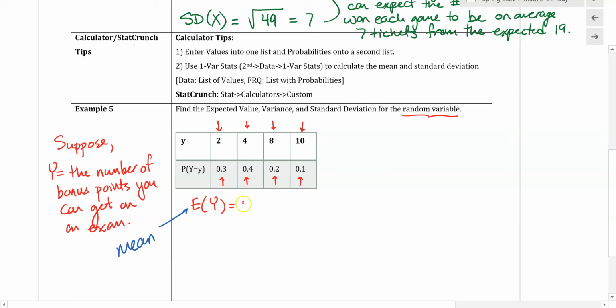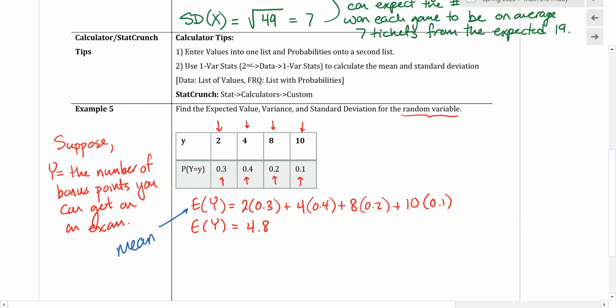All right, so I'm going to take 2 times the probability of getting a 2, which is 30%, plus the data value 4. There's a 40% chance I'm going to get a 4, so I'll multiply by 0.4. To get 8 bonus points, there's a 20% chance that's going to happen. And then I'm going to add up 10 bonus points. There's a 10% chance of that happening. If we add all these up together, we should get, what do we get? 4.8.